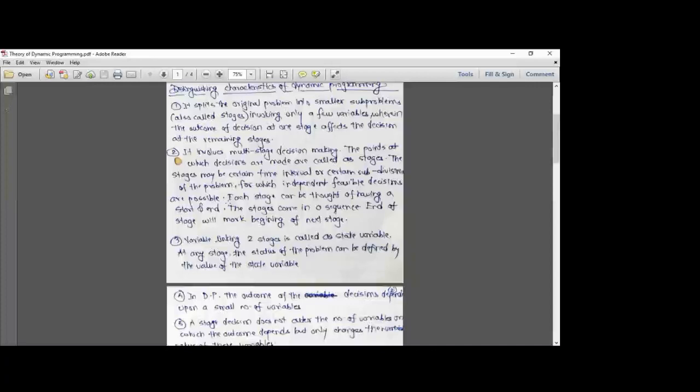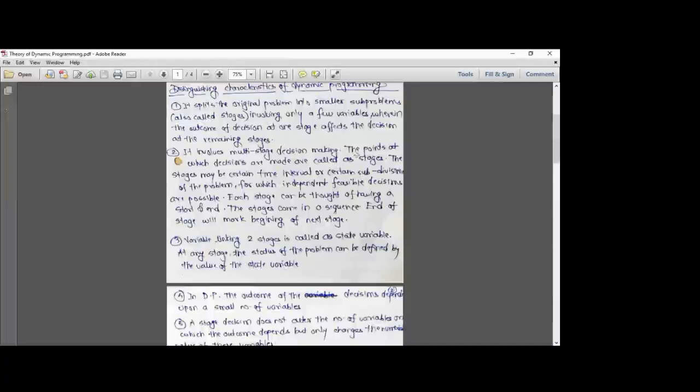And the stages will have a sequence, right? The sequence is very important. Then only the optimality in the total is going to be achieved. You can't alter the sequence. So the stages are going to be in the sequence only. The end of a stage will mark the beginning of the next stage, right? So this is very, very important.